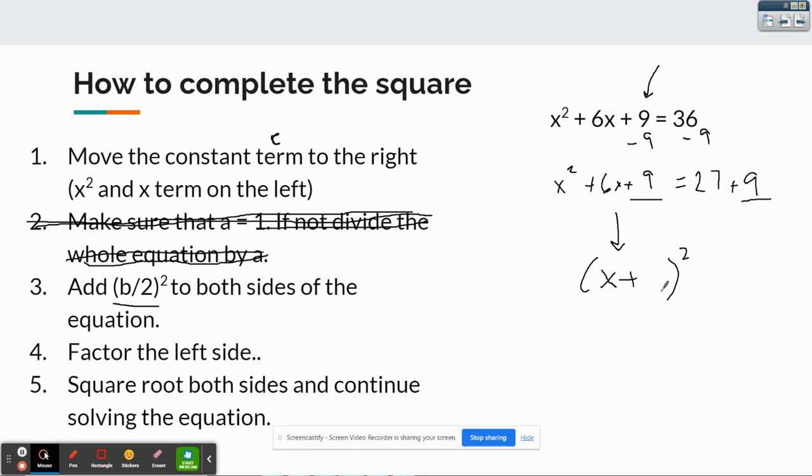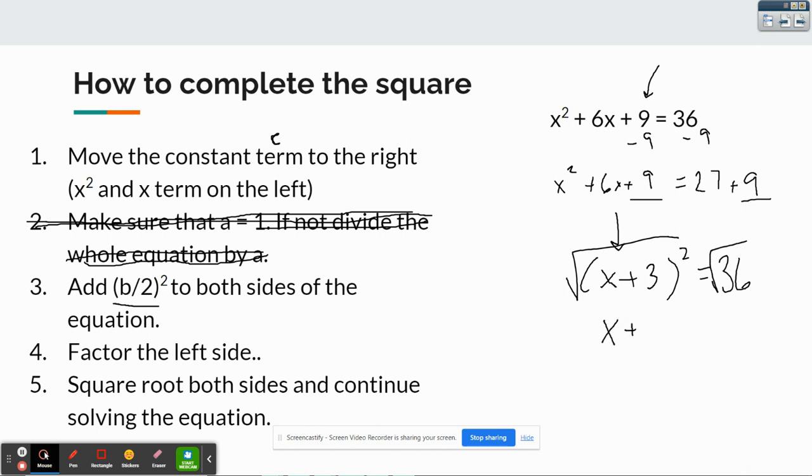Now we can factor the left side. So what multiplies to 9 and adds to 6? 3 and 3. So that has to factor into the same thing twice, so you can write it like this. And the right side is going to be 36. And then it says tip number 5, square root both sides and continue solving. So we square root both sides.